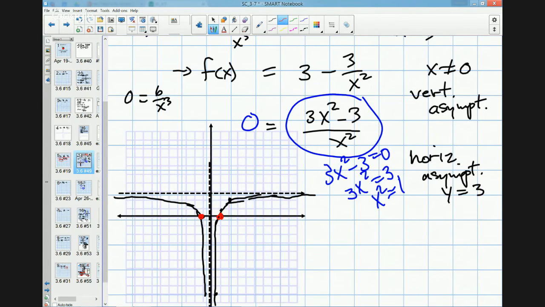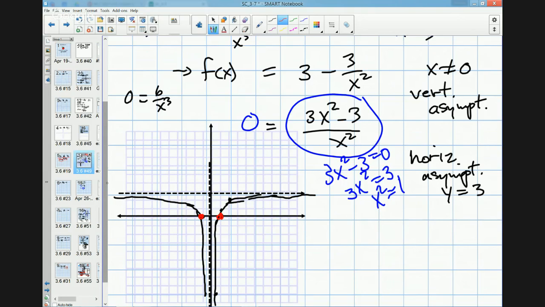Okay. How about y-intercepts? In order to find the y-intercepts, you have to go back to the original function and substitute in a 0. That'll never work because that'll give me 0 on the bottom. So I don't have any y-intercepts. That would make sense because we said the y-axis was an asymptote.